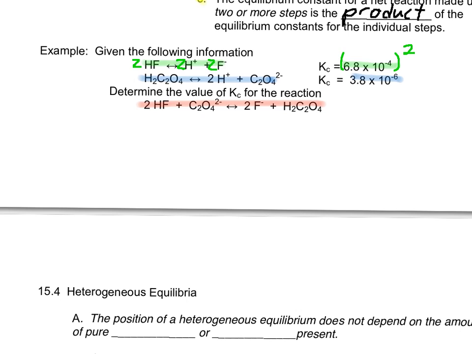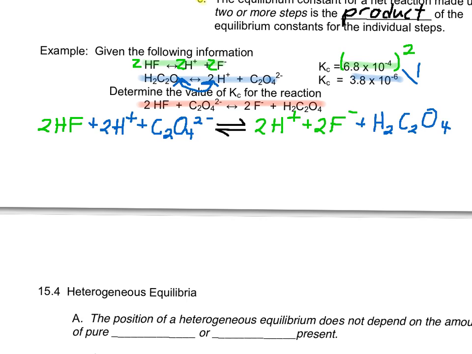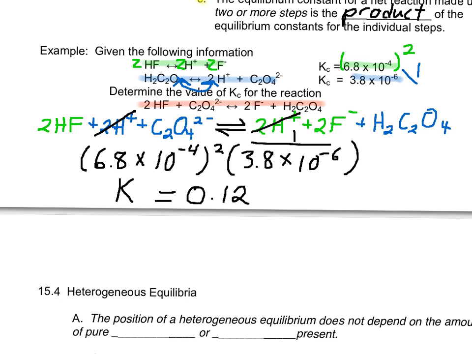If I take a look at my second reaction, I notice that my H2C2O4 is on the wrong side, so I'm going to have to flip this equation. And when I flip this equation, remember that I'm going to take the inverse of the value for K. If I take these two equations and add them together, I should get the target equation. Let's see that. Okay, here are the two equations added together. If I take out the 2H+, which will cancel out, I am left with my target equation, so that's good. Since I can add these two equations together to get my target equation, that means I can multiply, get the product of my two K values, to get my overall value for K. And when I do this, I get a K value of about 0.12.